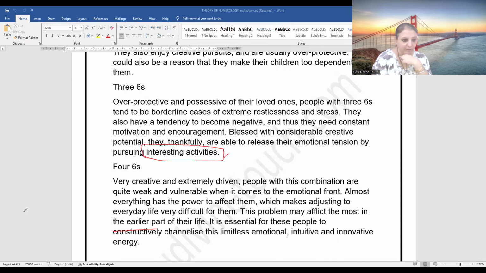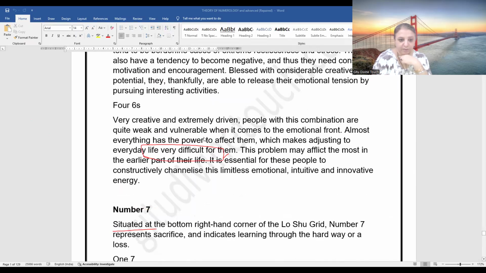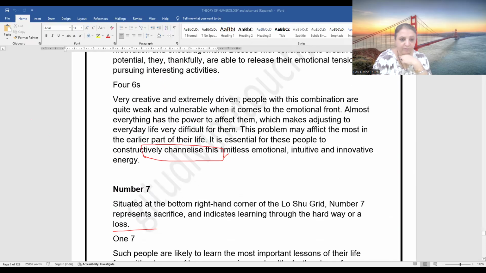in interesting activities. 4 6, very creative and extremely driven people. With this combination they are quite weak and vulnerable when it comes to the emotional front. Almost everything has the power to affect them, which makes adjusting to everyday life very difficult for them. This problem may afflict them the most in the earlier part of life. It is essential for these people to constructively channelize this limitless emotional, intuitive, and innovative energy.